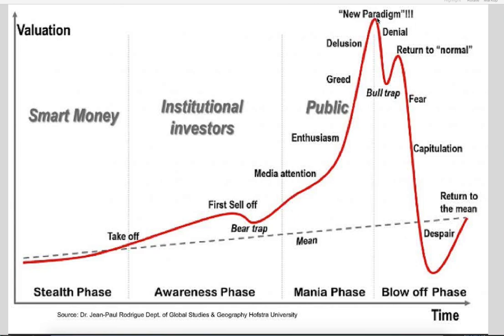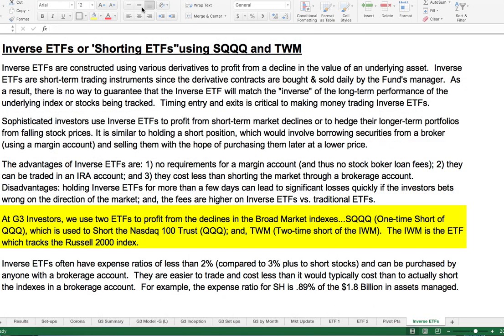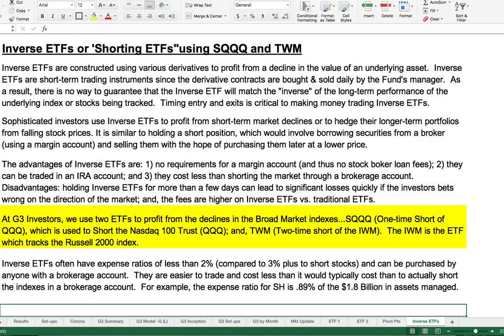We've had a blow off top, and we've had a 34% correction here, and I believe we're in a bull trap, and we were in the denial phase. And I think we're transitioning to the fear phase here. So how do we trade when we're in a market like that? Well, we short. We use inverse ETFs to short the market.